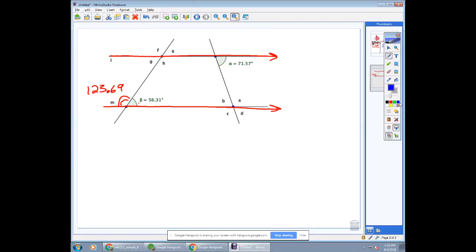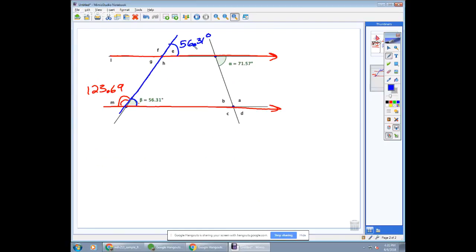And I'm focusing on them right now because I started looking at this angle beta right here, and beta is related to this line that crosses the parallel lines. So can you tell me angle beta is related to which angle up there and why? E. E because they are, in the classification, corresponding, because they're in the same position with respect to the parallel lines. So these are corresponding, so they must have the same measure. So that must be 56.31 degrees also.